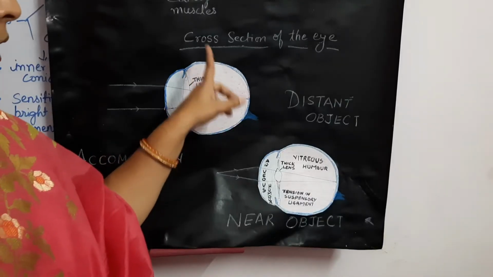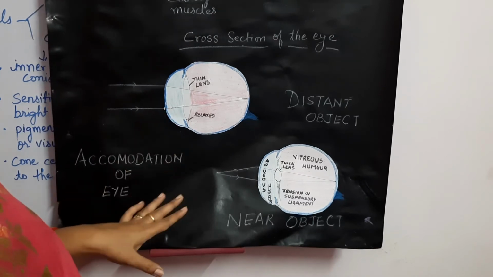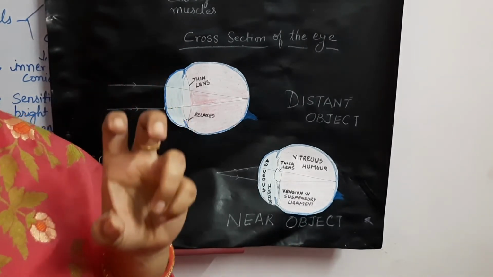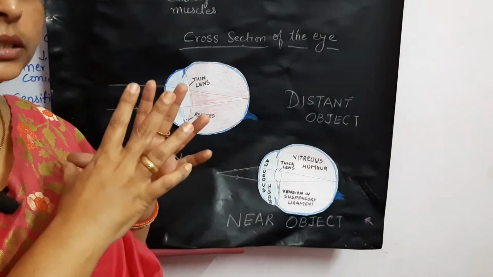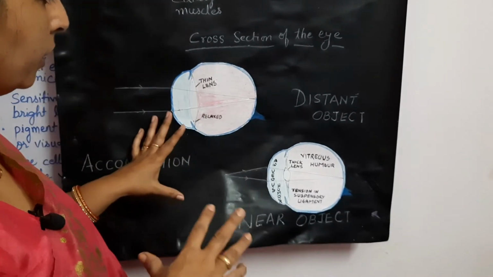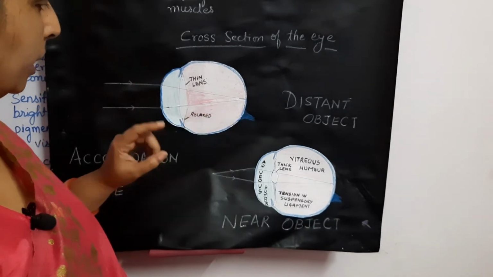Next one is the cross section of the eye. This one is the accommodation of the eye. Accommodation is about the position of the pupil or iris, or the lens, and what type of adjustment is there for forming the image.